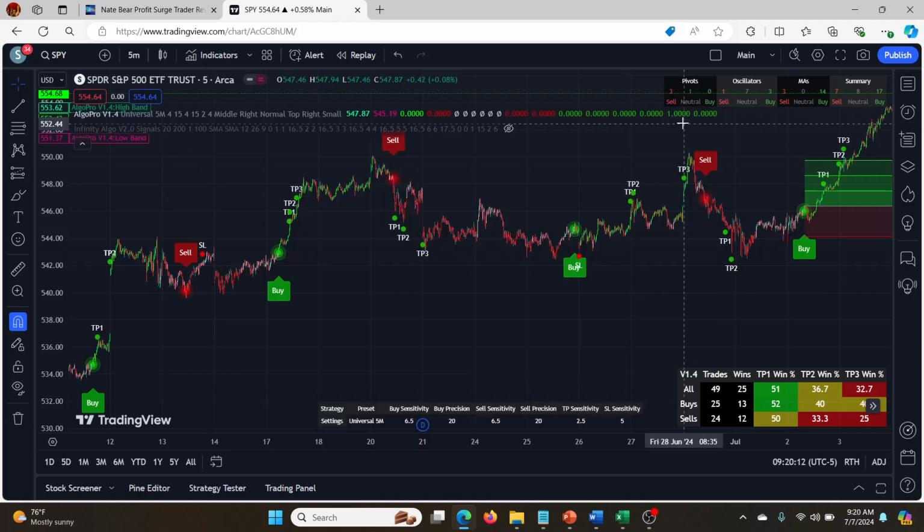Today I'm going to do a comparison between AlgoPro and Infinity Algo. So many people have been asking me to do this, and it's not as easy as it sounds. It's actually a pretty complicated thing to compare these two, and I'm going to talk about that in this video.